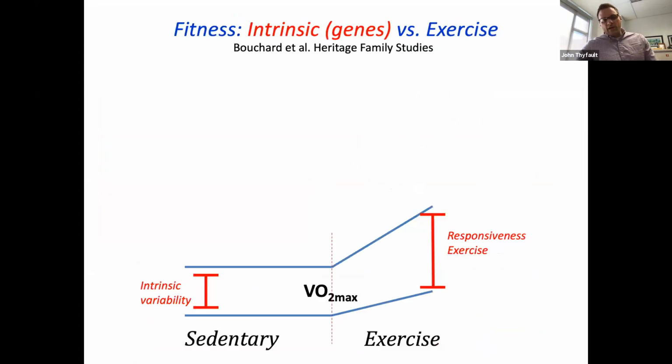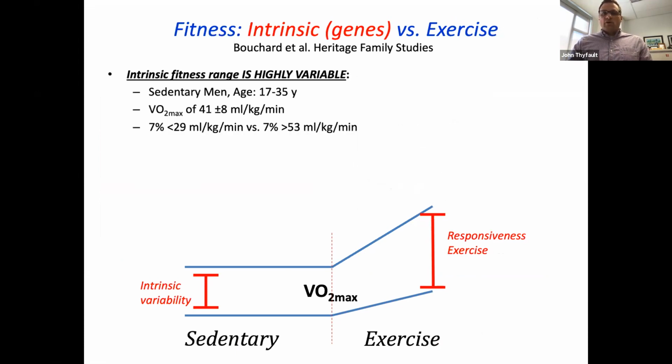Now, there's also a genetic or intrinsic component to aerobic capacity, and most of this work comes from Claude Bouchard's work, including the HERITAGE family studies. If you look at individuals who are sedentary, they do not exercise, you'll be surprised to see that there is a lot of intrinsic variability in the fitness values of those individuals. In the HERITAGE study, they recruited sedentary men between 17 and 35. Their average VO2 max was 41, and about 7% of those individuals were below 29 and about 7% above 53. So it's really a bell-shaped curve, a lot of heterogeneity. Even in a sedentary condition, there's quite a bit of variability.